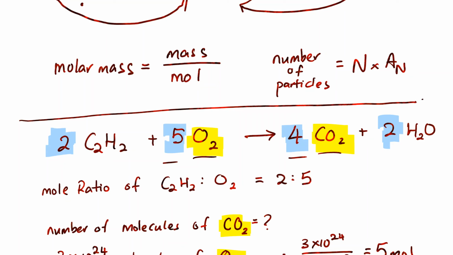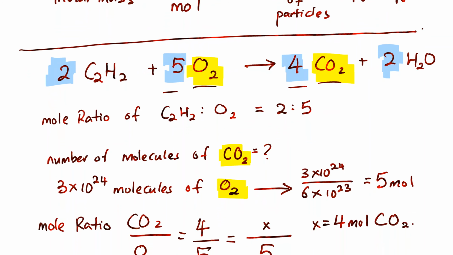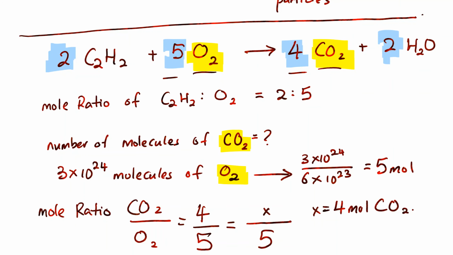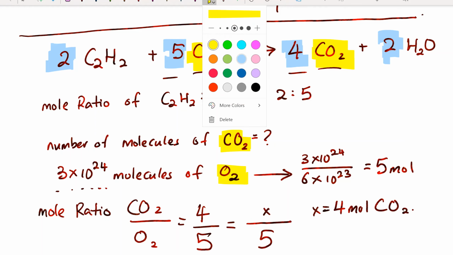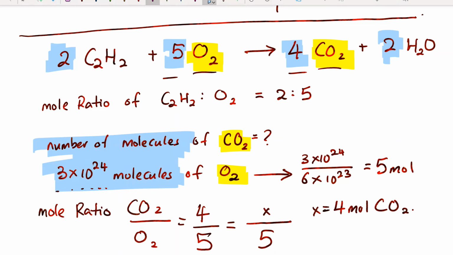The formula is given. Yes, question? I don't get how you get 10 to the 24. There's no 10 to the 24. When you did 3 times 10 to the 24, it's given. Oh, it's given? This is given. Let me highlight those that are given, so all these are given. And to find moles is division, and to find molecules is multiplication.